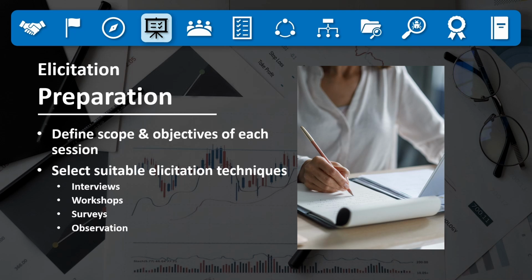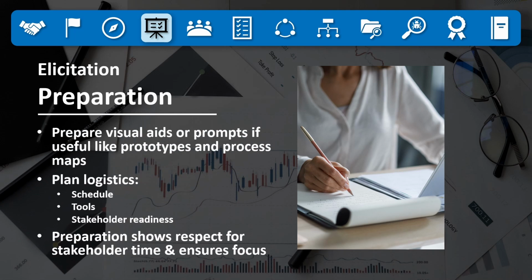Then comes selecting the right techniques. One-on-one interviews might be ideal for deep insights. Workshops can surface cross-functional perspectives. Surveys allow you to gather broad feedback quickly, and observation lets you see real work in action. Sometimes, you'll also prepare visual aids like prototypes or process diagrams to prompt discussion.